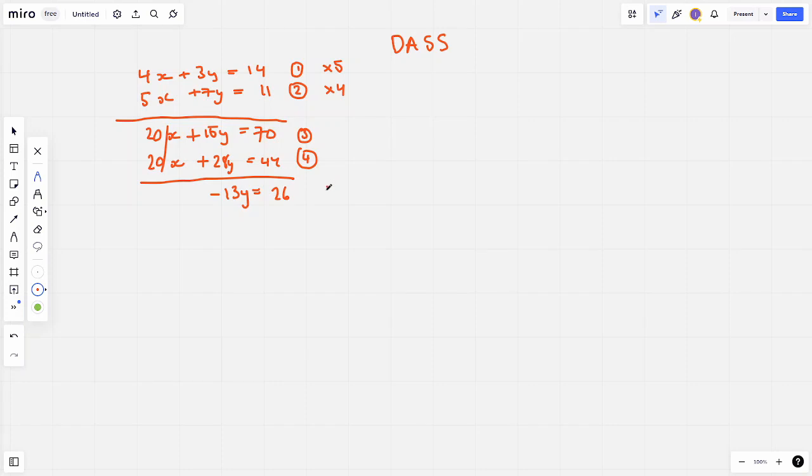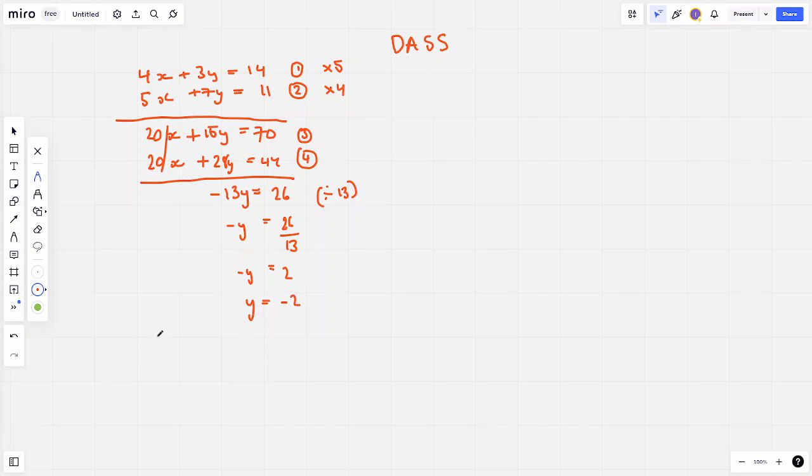So what we're going to do then is divide by 13 to isolate the y from both sides. So minus y equals 26 divided by 13. We can clean that up as minus y equals 2, and then y equals negative 2.